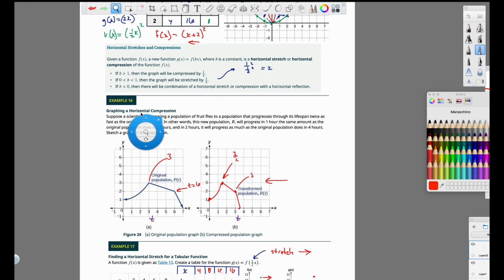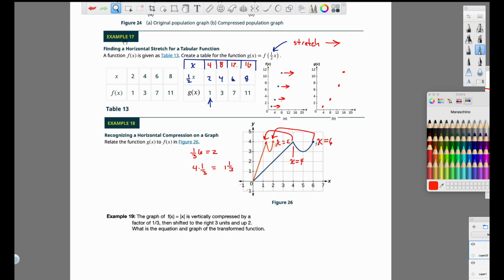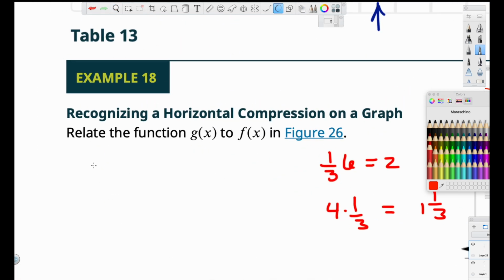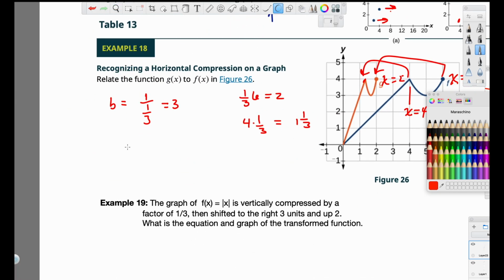Now let's go back to here. What's the actual value going to be when we are compressing by 1/3? What's our b value going to be? Well, we're going to have to take the reciprocal of the b value. So our b value is going to be 1 over 1/3, which is 3. Okay, so the b value is greater than 1.